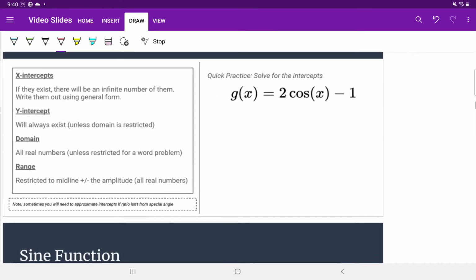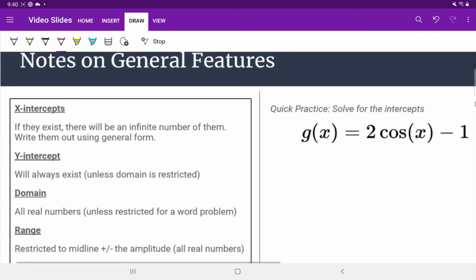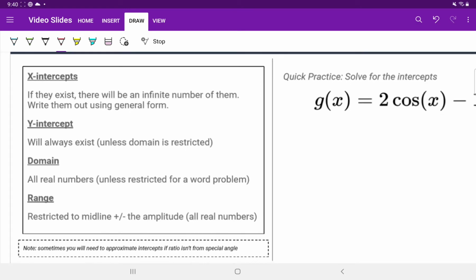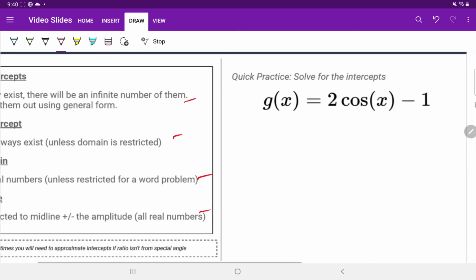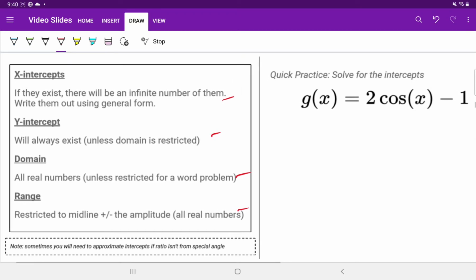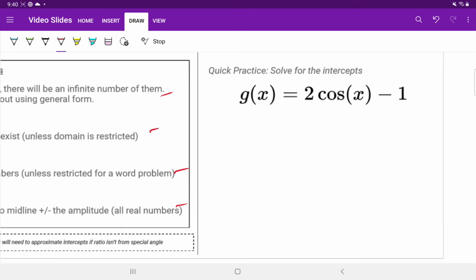So let's get down to business and start graphing some stuff. When we are talking about general features and you're asked to identify things, here's what you could be asked to identify: of course, domain and range always with any function, the y-intercept, and then our x-intercepts. Now, the purpose of this page is to talk about those intercepts. So let's start with the y-intercept, because the y-intercept is always nice and easy. For any function, to find the y-intercept, you just make x equal to 0. So g of 0 in this case is equal to 2 cos of 0 minus 1.